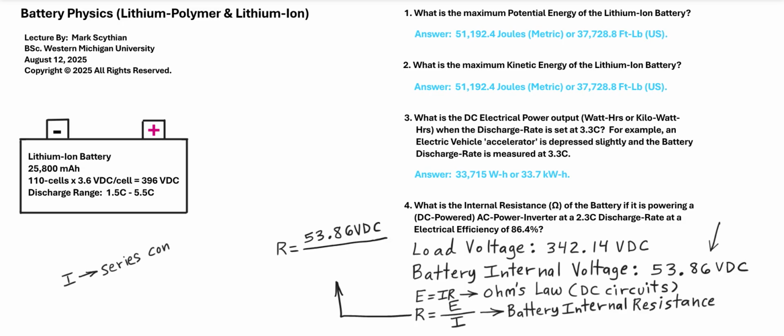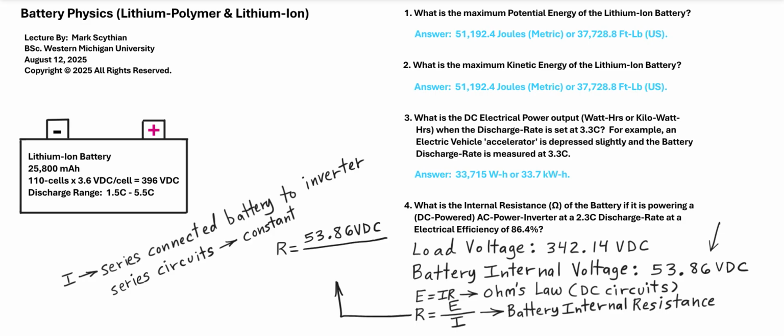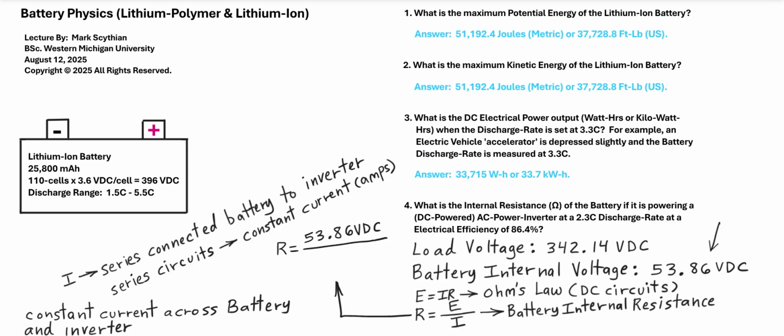And lastly, be careful to identify the concept, because we divide that by I, but there's no guesswork here because the battery cells are connected in series and the battery is wired to the inverter in series. So series circuits maintain constant current. So that means during the load applied to the inverter of 342.14 volts DC, the current across the inverter and the battery under a load is constant. So that means if we were to identify what I actually would be from a conceptual standpoint, we have a constant current across battery and inverter at 2.3 C discharge.